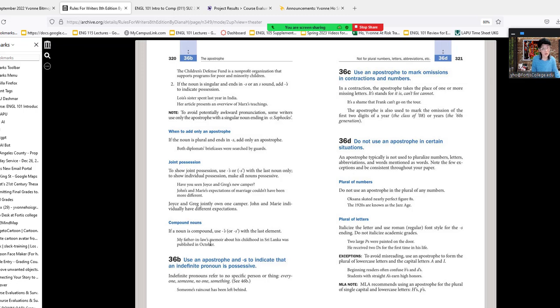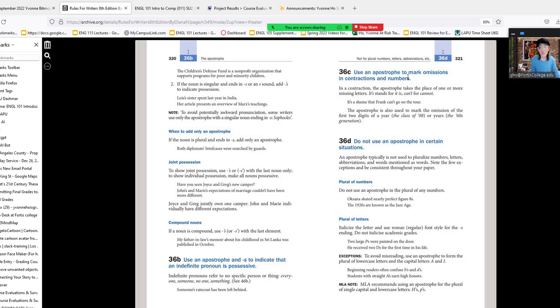My father-in-law's memoir about his childhood in Sri Lanka was published in October. Use an apostrophe and s to indicate that an indefinite pronoun is possessive. Someone's raincoat has been left behind. Indefinite pronoun refers to no specific person or thing. Everyone, someone, no one, something. And so here you say someone's.